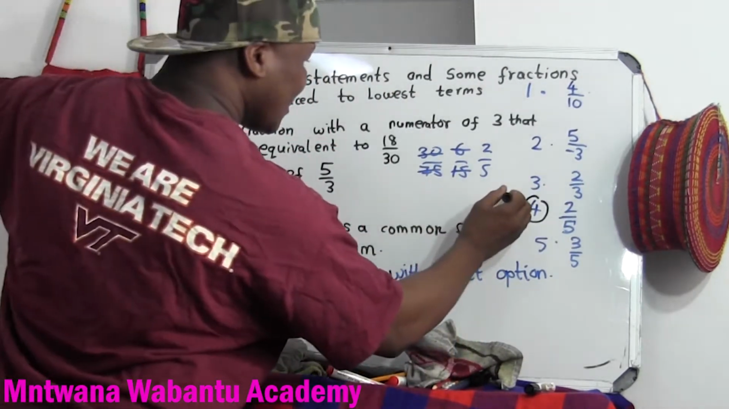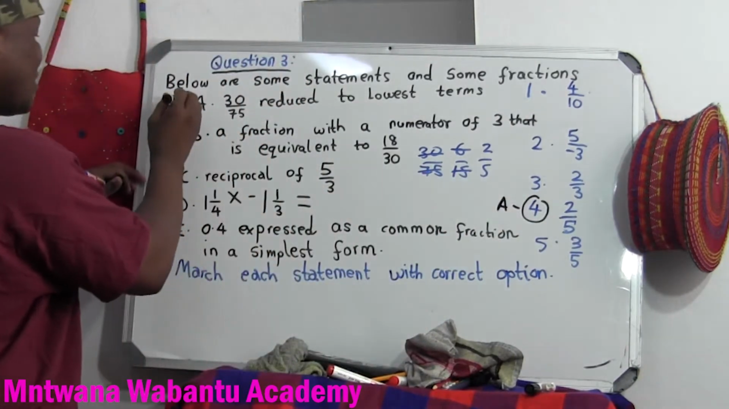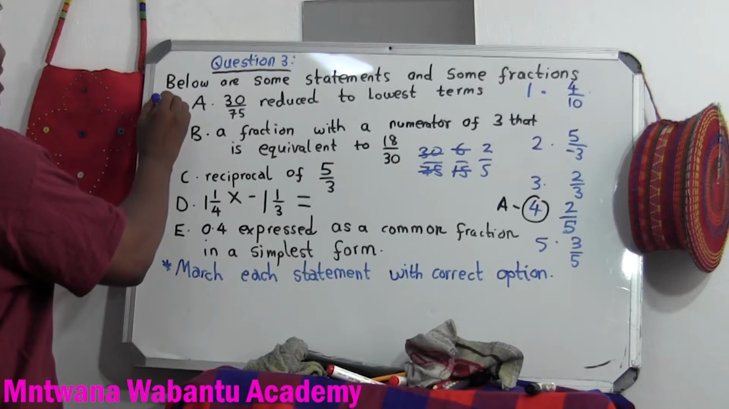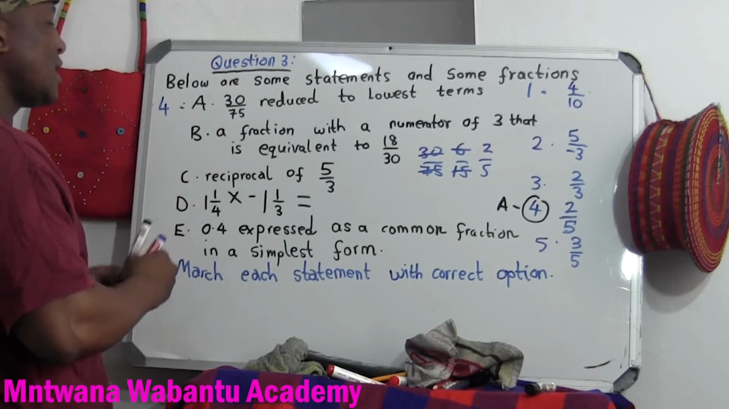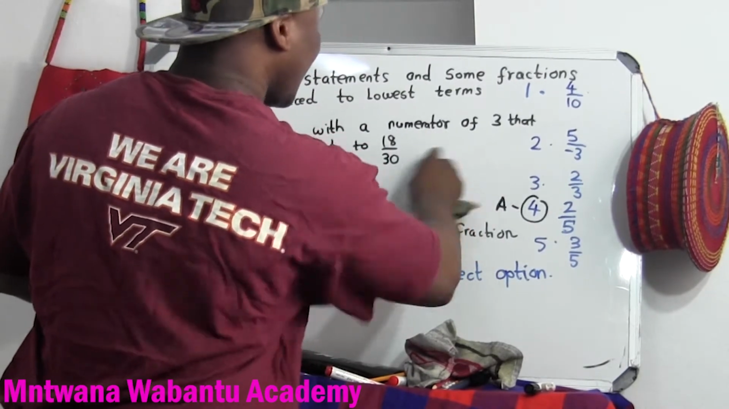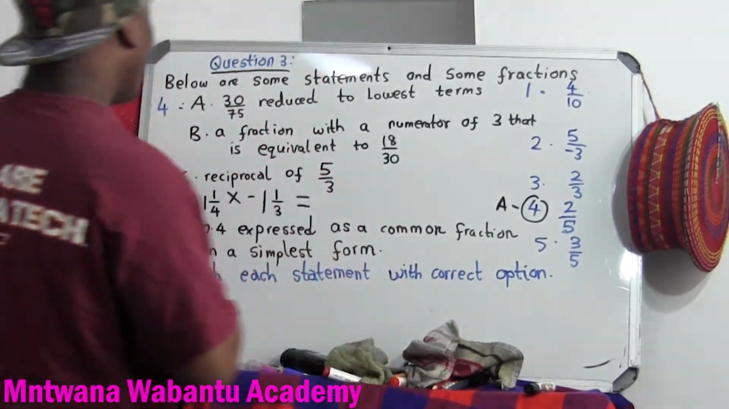For A it is 4. So A is 4. You can say A with 4. You see what I'm saying? Now let's go for the second one. So let me just raise this to have some space. Okay, so now we go for the next one.